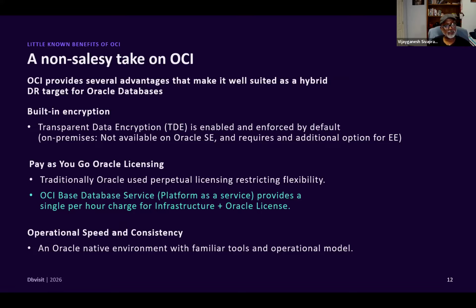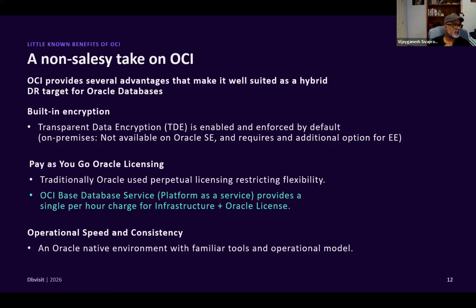And with Enterprise Edition for your on-premise environments, you would need an ASO option to get additional licensing. But OCI offers all these for both your Enterprise and Standard Edition free of cost. And when it comes to licensing, it's pay-as-you-go licensing, because traditionally Oracle used perpetual licensing with restricted flexibility. It does not allow you to have any room to move around.